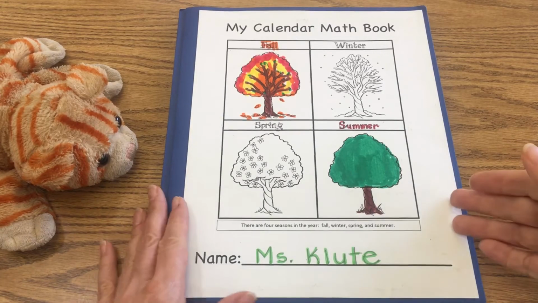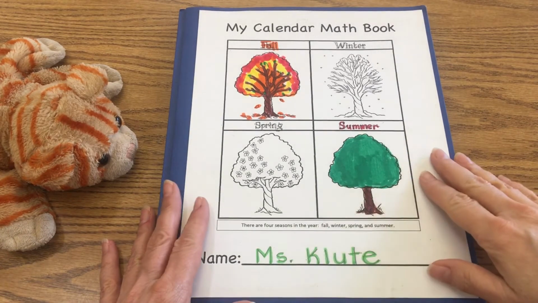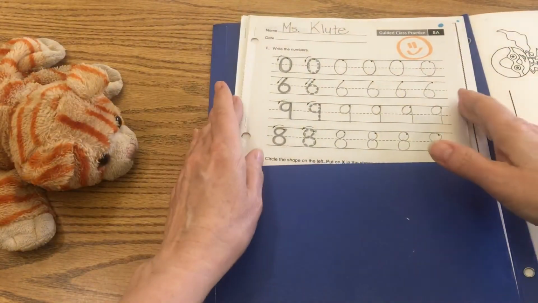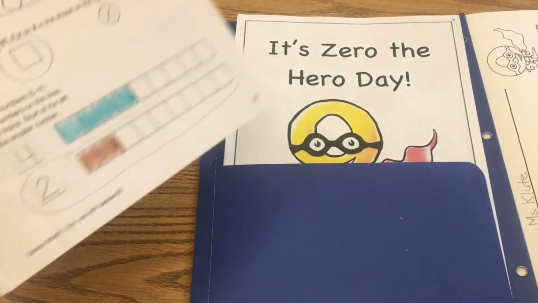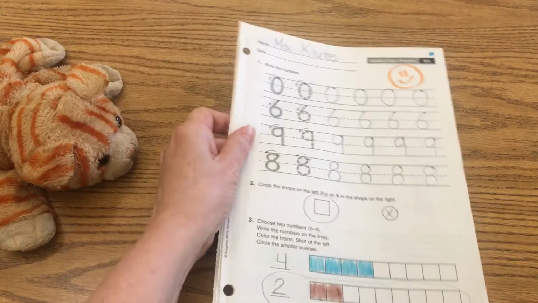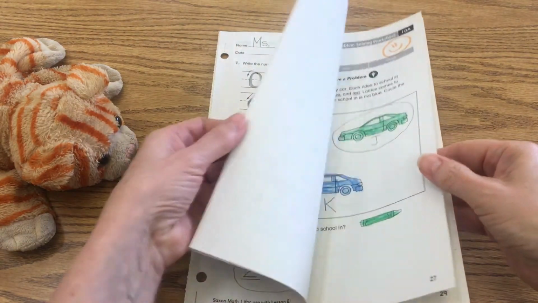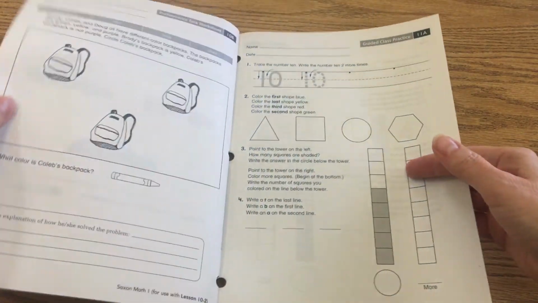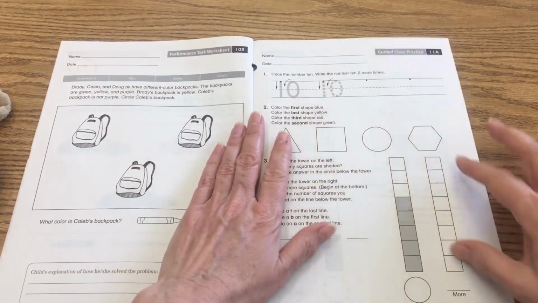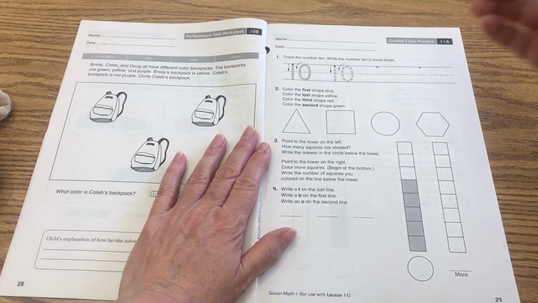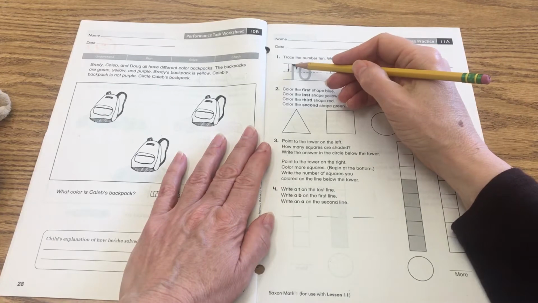We're getting ready for our first math lesson today, so please take out your calendar math booklet and open that up. And you're going to take out your Saxon pages right here. Okay, so we are on worksheet 11A today, and you'll see at the top of the page there is the number 10. So today we get to write the number 10, which is not that difficult.